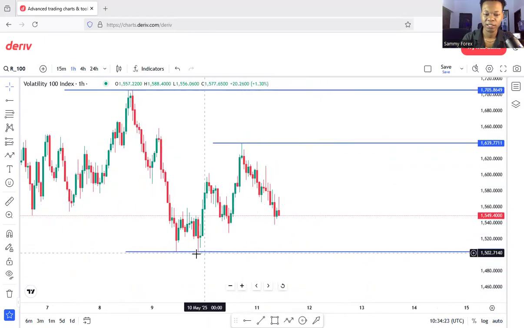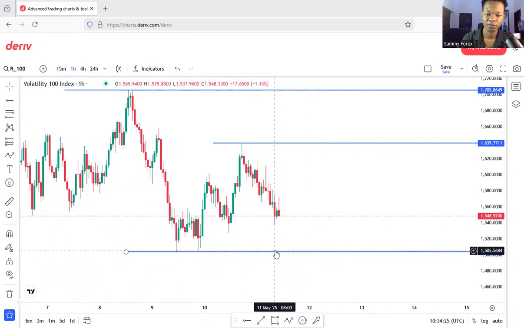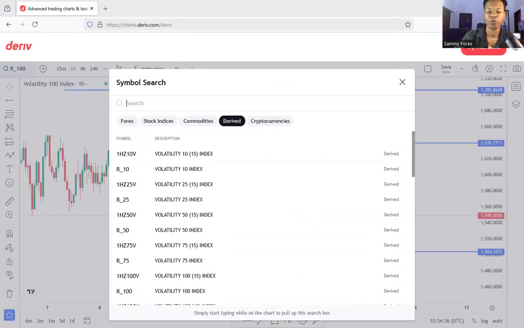Don't forget, price gave us an Apollo here. Price is trending back to this low. So once this low is broken, massive sell to the downside. All you just have to do is continuously sell Volatility 100 Index. All right, so we'll go down to the next one, which you have here in my book.